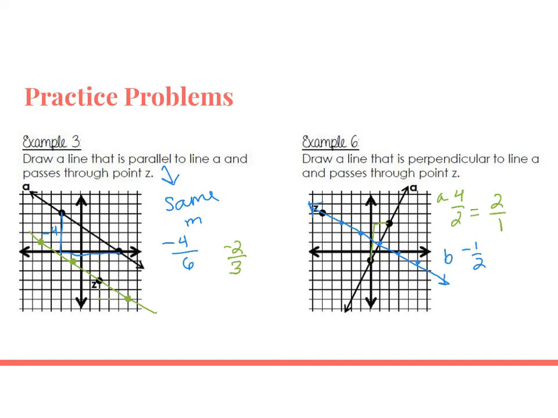And I can check this by saying 2 over 1 times negative 1 over 2. Well, that's negative 2 over 2, which simplifies to negative 1. So I know that those slopes are accurately perpendicular. So not a difficult process. You just have to make sure that you remember the rules for parallel and perpendicular.